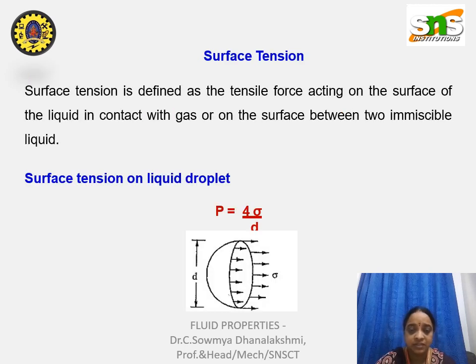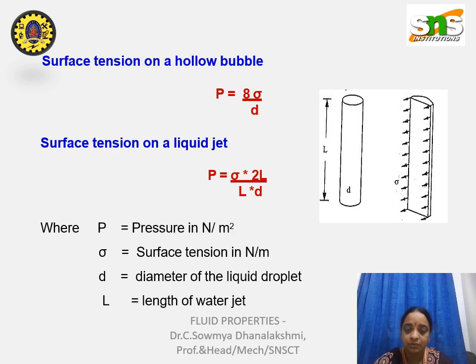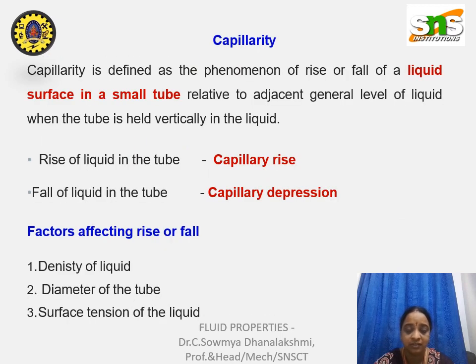The next property is surface tension. This we all know. Surface tension is defined as the tensile force acting on the surface of the liquid which is in contact with a gas or on the surface between two immiscible liquids. Two immiscible liquids means liquid and gas, or some water and mercury. The two liquids which do not dissolve each other are known as immiscible liquids. Here we have the surface tension of a hollow bubble, liquid jet, and others.